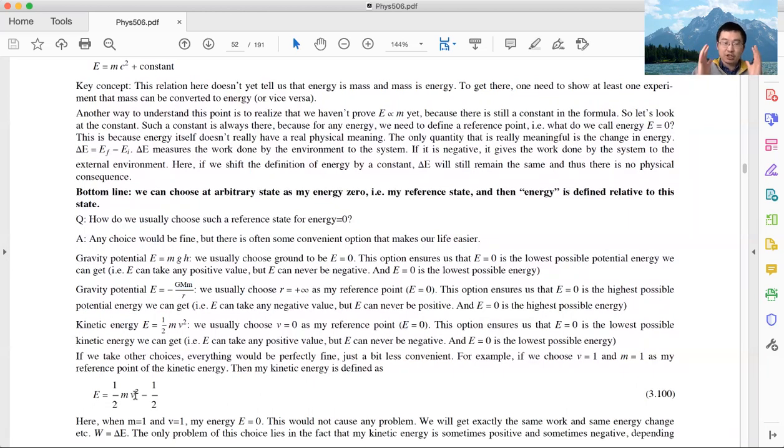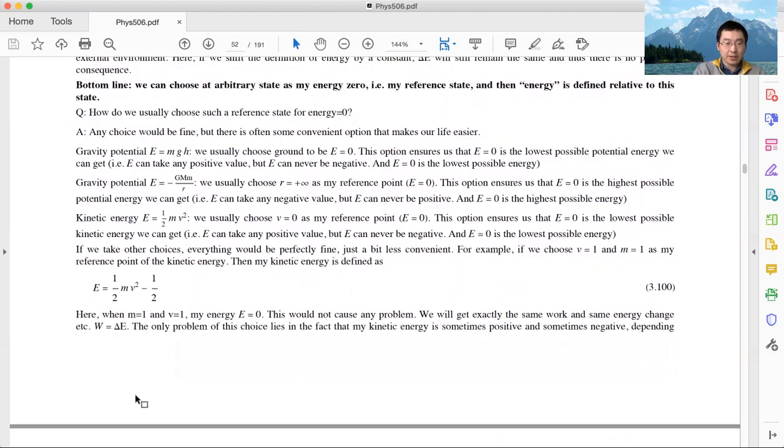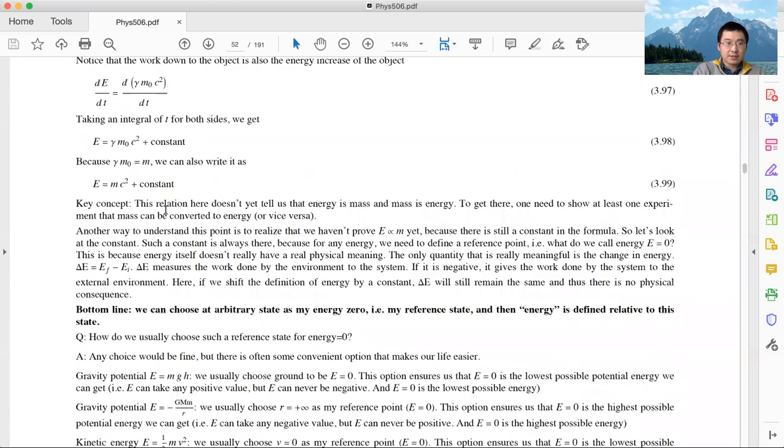The bottom line: shifting the energy by a constant does not mean anything. I can shift the energy by a constant and nothing changes. In that sense, this constant doesn't really matter. I can always make this constant 0 or make this constant 100 by choosing my zero energy reference point.